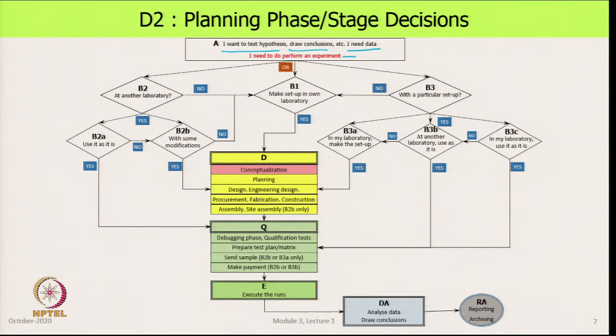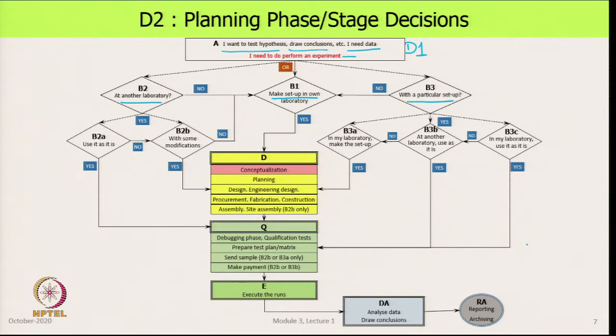So, this is what came out of D1 phase. We said, now how do I proceed? So, we have three options here. We can either go to another laboratory or make the setup in our own laboratory, and we may have other constraints whether we need a particular setup at all, or we can make any, from a blue sky design I can make any particular setup that I want.